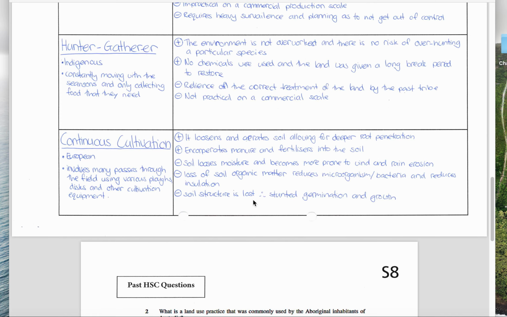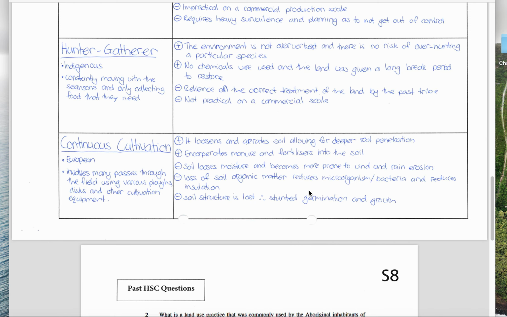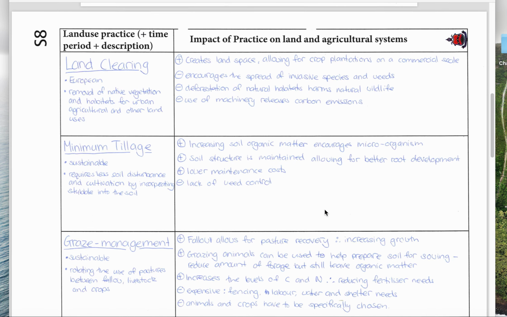On the downsides, the soil loses moisture and becomes more prone to wind and rain erosion. Loss of soil organic matter reduces microorganisms and bacteria and reduces insulation of the soil, and soil structure is lost and you get stunted germination and growth.